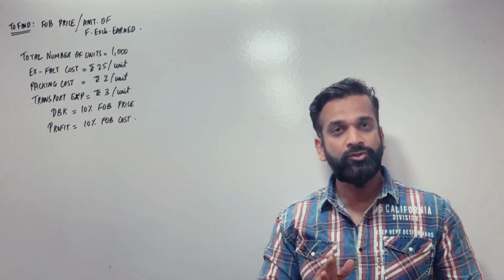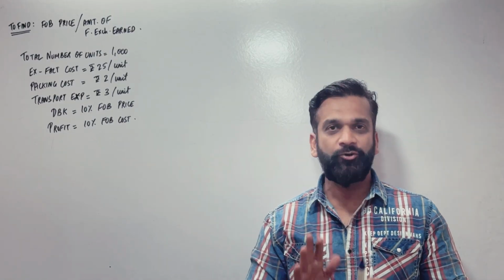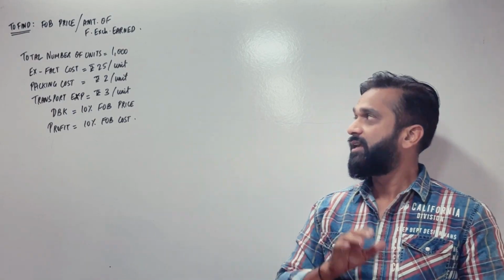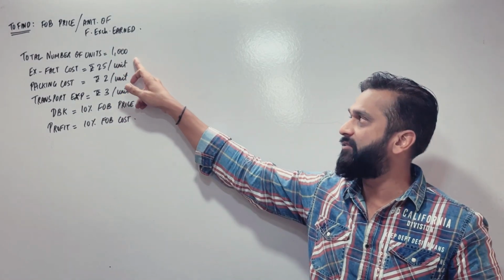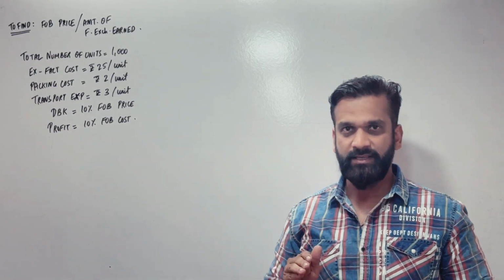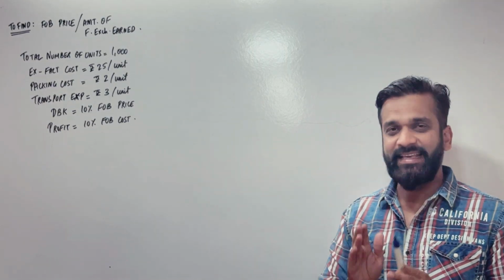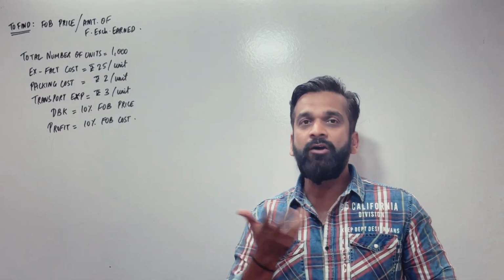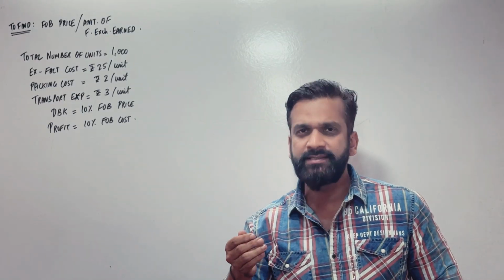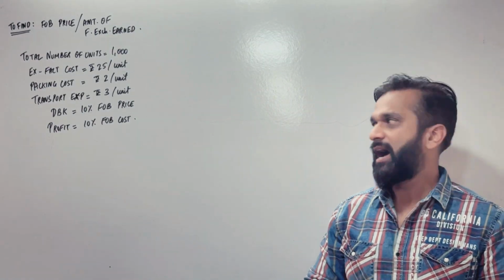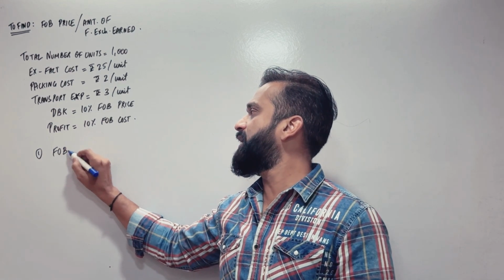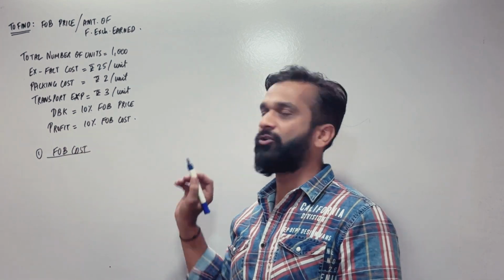This is the third question of today's video. In this question also, we are supposed to find out the FOB price. But the question seems a bit different. Here, the number of units is given as 1000 and the expenses are per unit. That is, the first thing we have to calculate is the FOB cost. How will you calculate the FOB cost? It is very simple. You add all the expenses, you will get the FOB cost. I will write step number 1 is FOB cost. How to get the FOB cost?